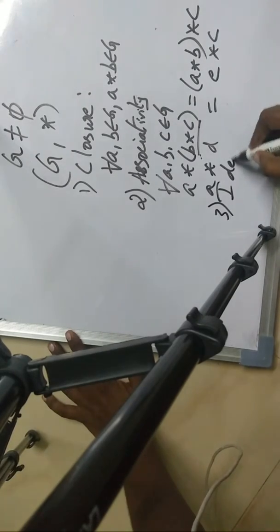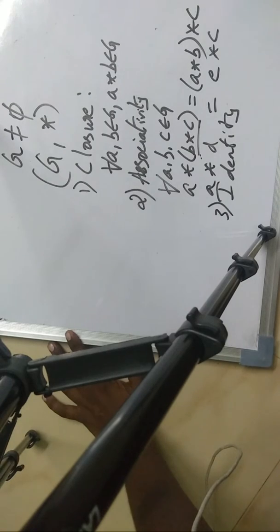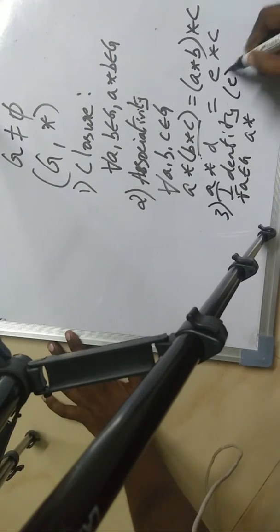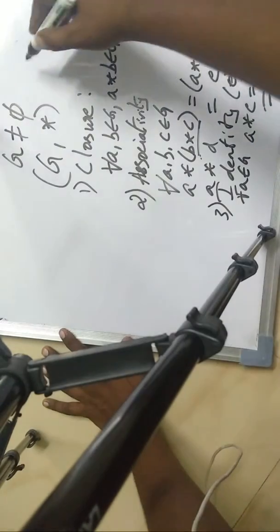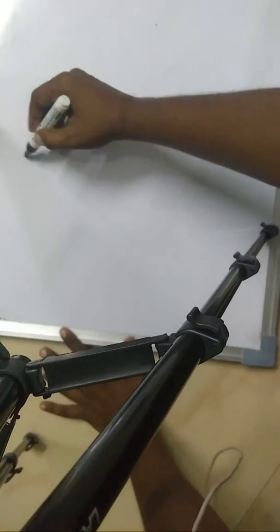Now, next, we are in search of a particular element in that set which, when operated with any element, gives back the same. Take any element a in G; we denote that special element as e. So a star e and e star a must both be equal to a. After completing the fourth property, we will try to illustrate everything with an example. Now the fourth property is inverse, the existence of inverse.